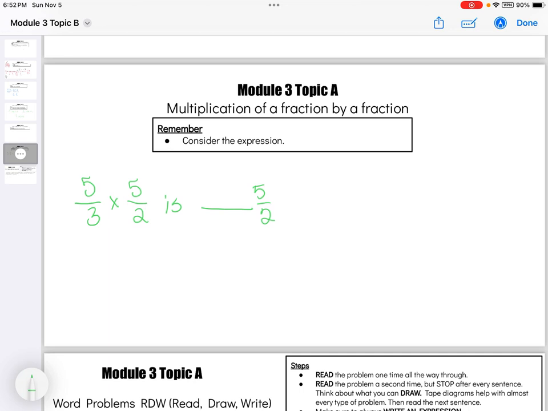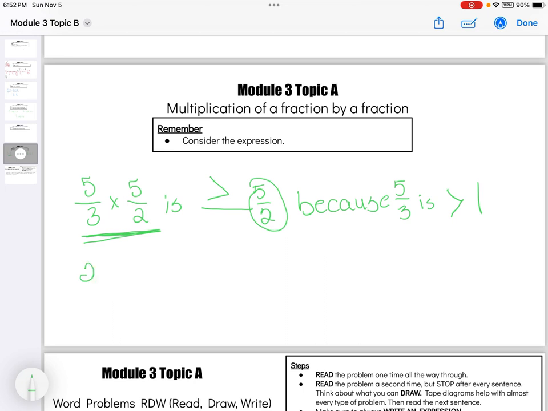So I know that the answer to this expression is going to be greater than 5/2 because 5/3 is greater than 1. Now I can guarantee you are going to see this on the test. So this is a very important skill to practice.